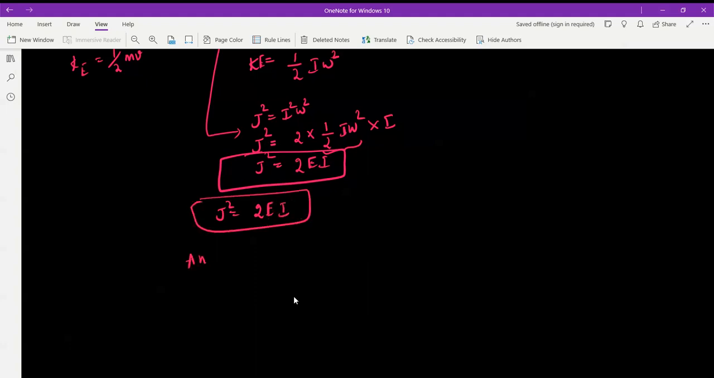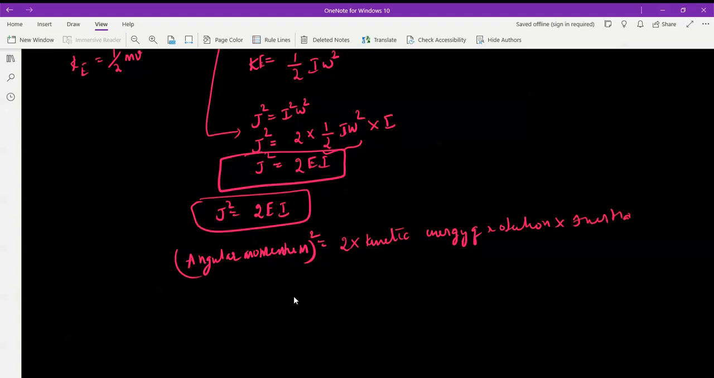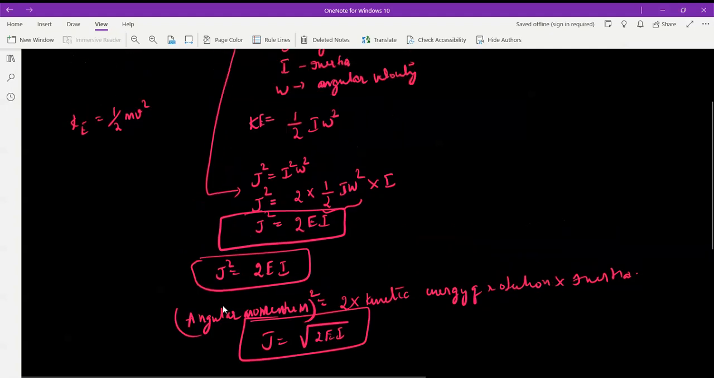That is, I can just write angular momentum square is equal to 2 times kinetic energy of rotation into inertia of a substance. So or J is equal to root 2 EI. Fine. Is that clear? Next question.